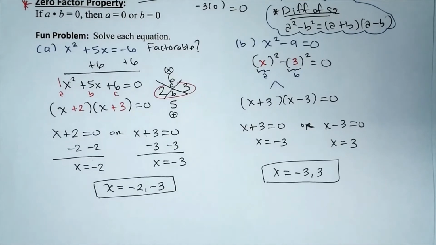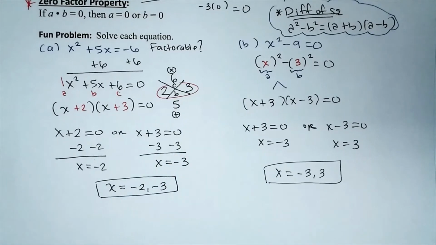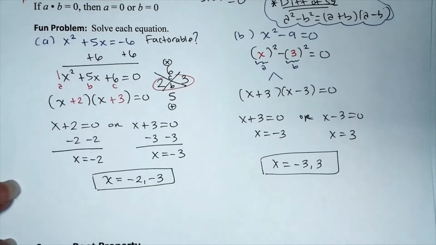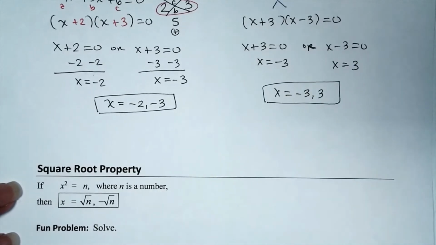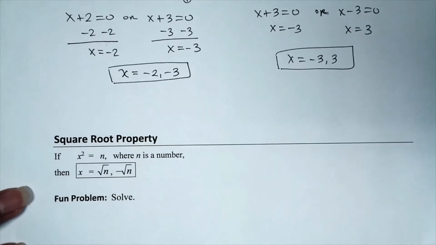Now, I know what you're thinking, like, oh, can't we do problem B a little bit different? Yeah, we sure can, but I didn't want to mix up a lot of things at once. So we're going to introduce the square root property so we can then solve the same equation by using the square root method. Okay, so let's do this.